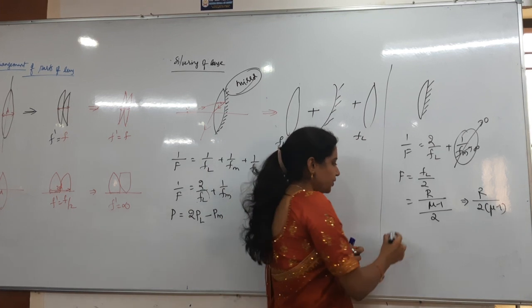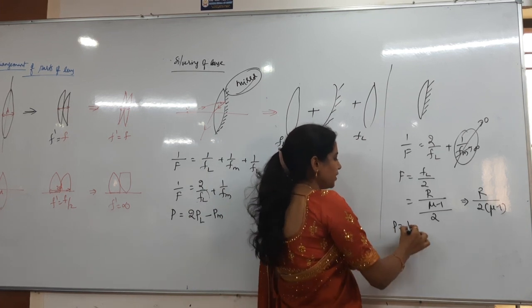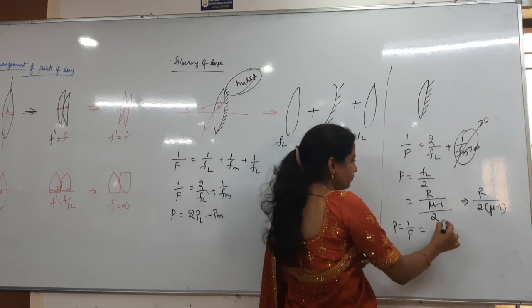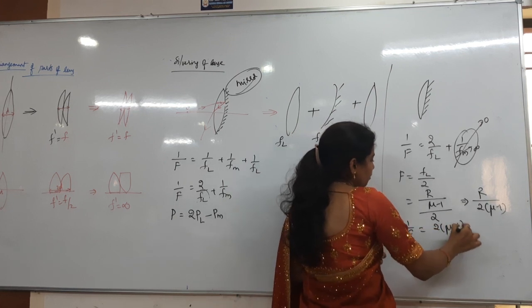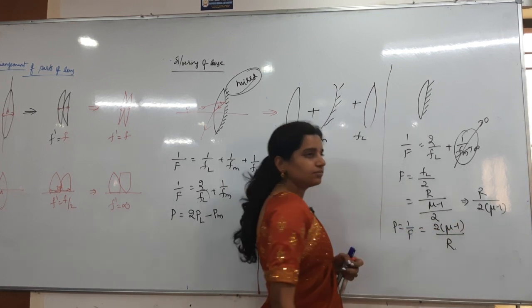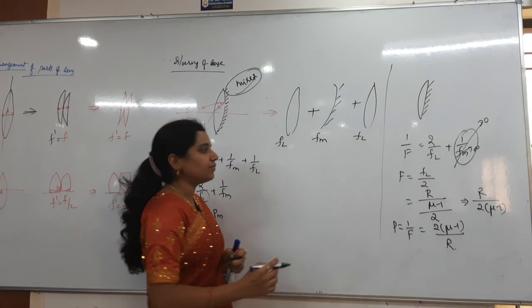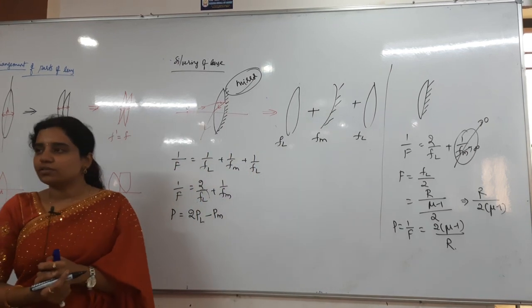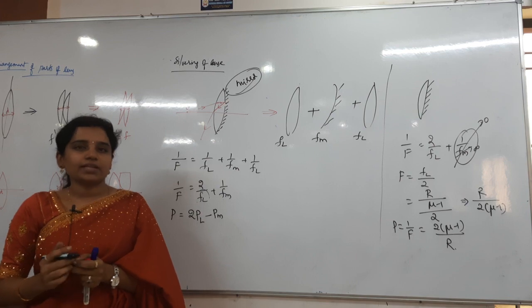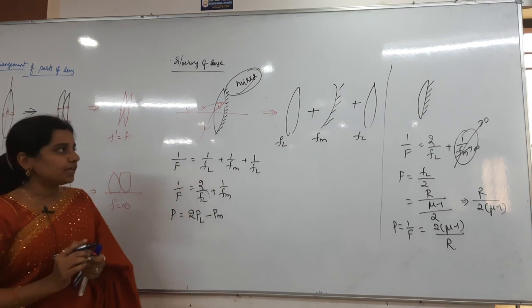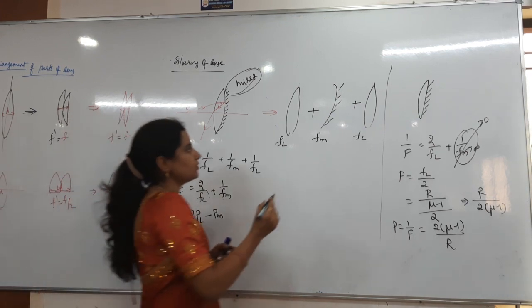Then power, P is equal to what will we get? P is equal simply, what is the formula? 1 by F. That will be how much? 2(mu minus 1) by R. In the same manner, you have to find for the different combinations, different silvering surfaces. Clear? Everything you understood, right? Let's copy that. I'll give you some work problems also.